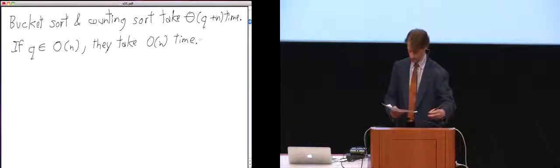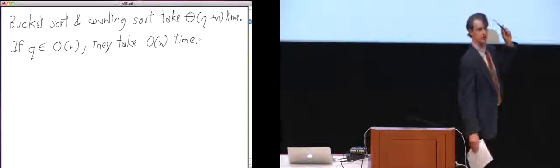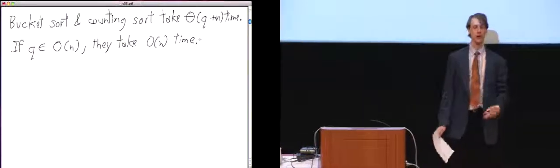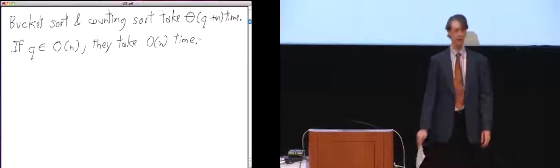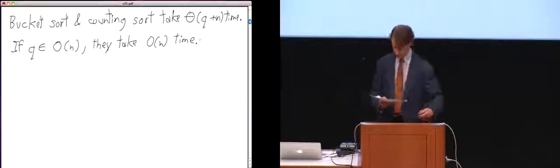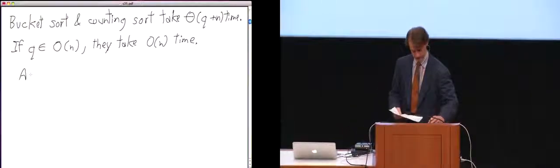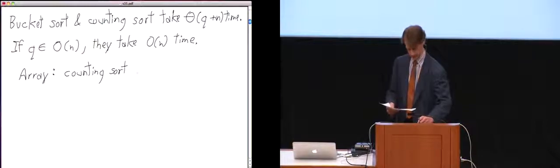Before I go on to that, though, I want to say, when would you use bucket sort? When would you use counting sort? The most obvious reason to choose one over the other is depending on what kind of data structure you're sorting. So if you're sorting an array, then counting sort is faster. And even though the code is a little non-intuitive, it's probably simpler overall.